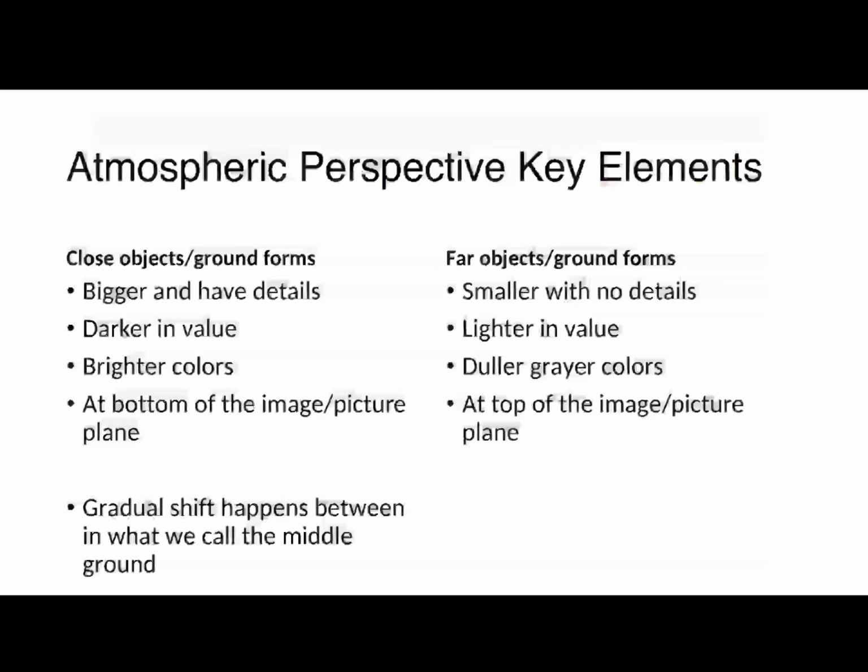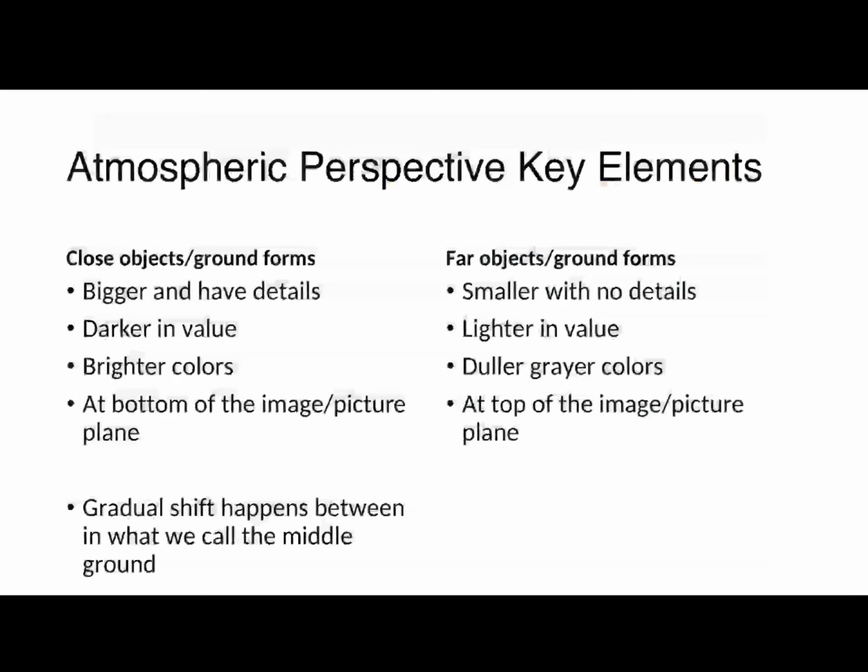So if we talk about atmospheric perspective, here are some of the key elements in sort of a comparison format. Close objects are larger and they have a lot of details. So if you're painting a tree or including small things like flowers, those would happen closer, not farther away. Farther away objects obviously are smaller, and it's that bigger to smaller comparison that helps us know and understand that we're looking at things that are supposed to have the appearance of getting farther away from us.